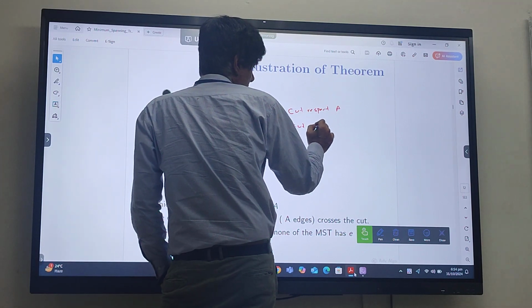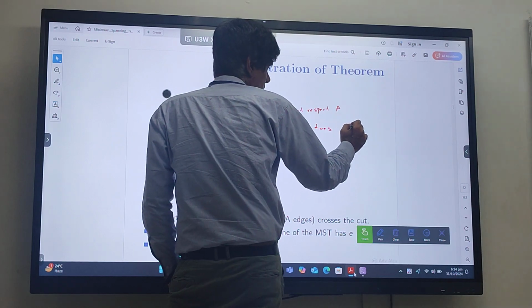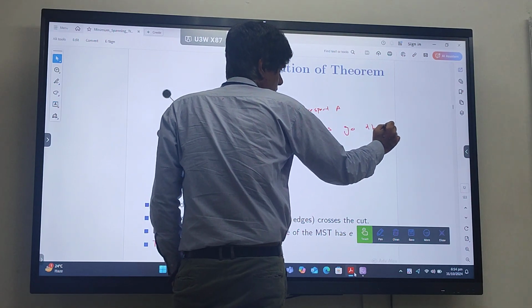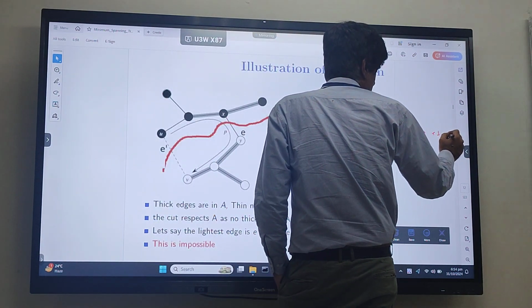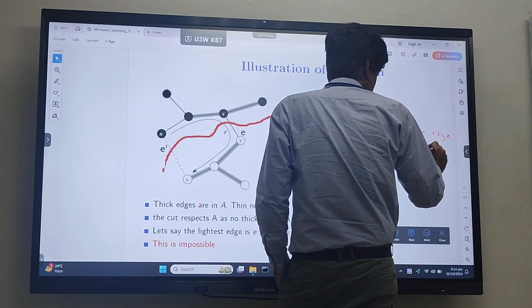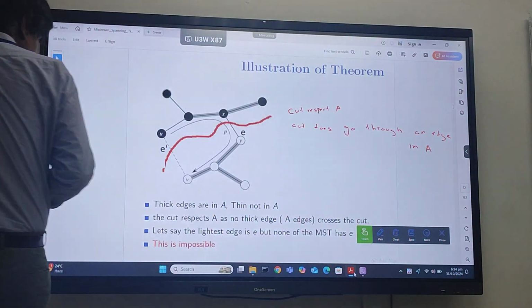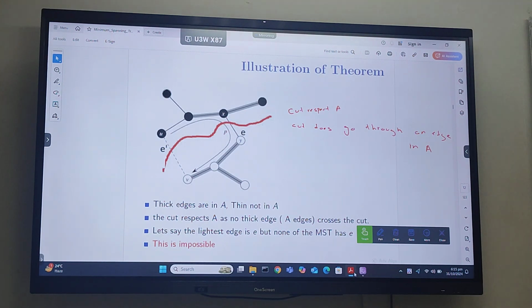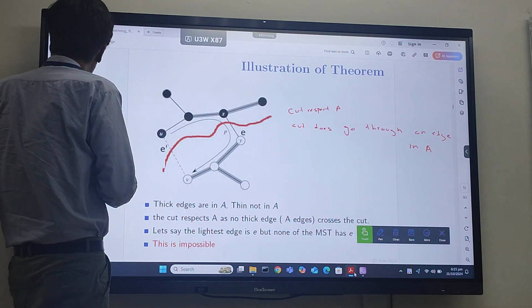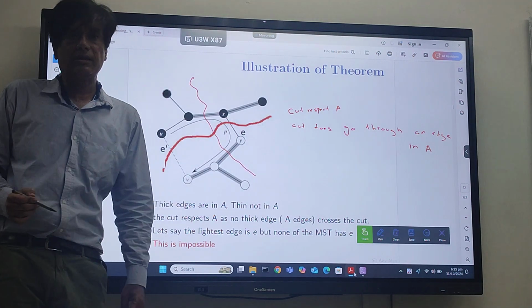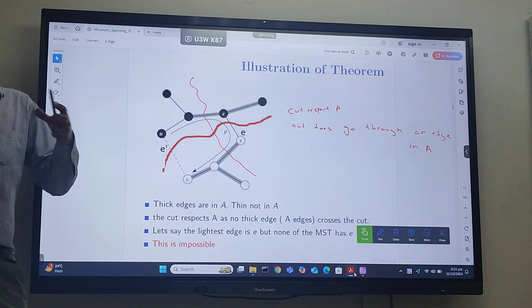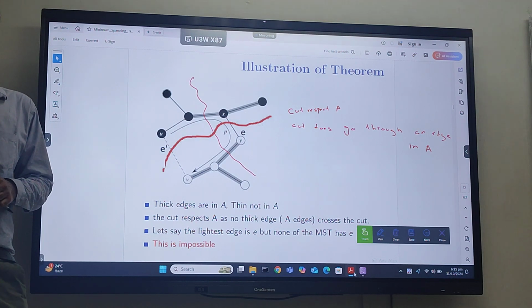A cut respects A if it doesn't go through an edge in A. I hope it's clear. So as you can see, if we had drawn a cut like this, for example, something like this would not be a cut that is respecting A, because it's cutting the edges that we have already included in A. Okay.